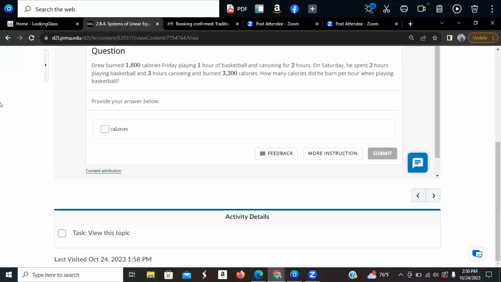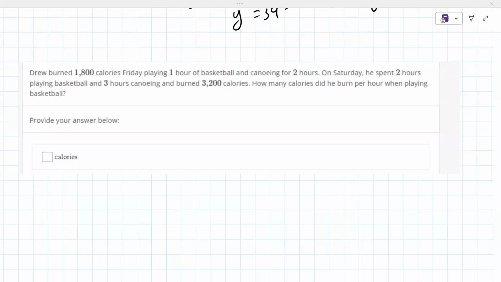They're only asking, wait, oh, this one's different. I'm sorry. I should definitely work through this one. Drew burned 1,800 calories Friday playing 1 hour of basketball and canoeing for 2 hours. On Saturday, he spent 2 hours playing basketball and 3 hours canoeing and burned 3,200 calories. How many calories did he burn when playing basketball?